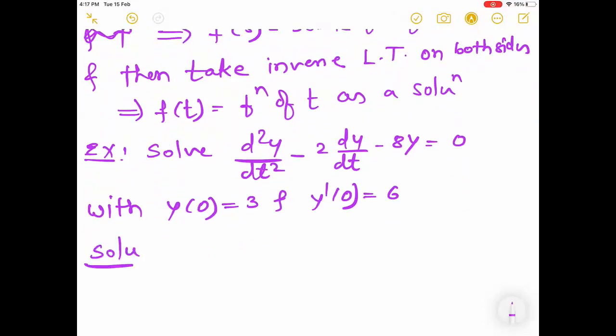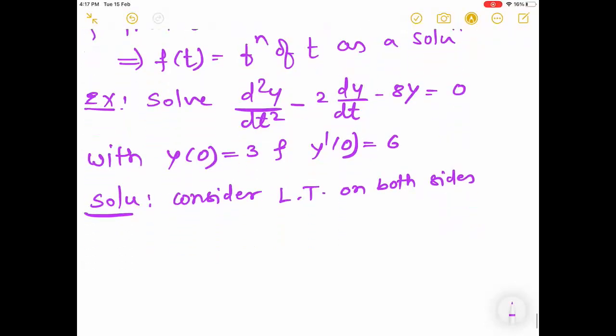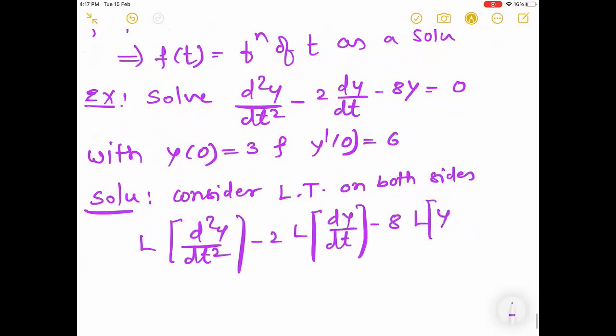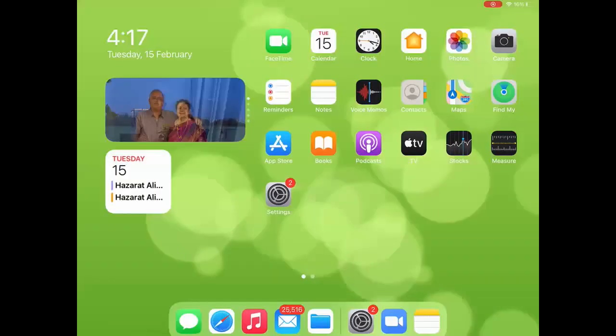Now here the Laplace transform derivative property is first of all to be used in all the differential equations. Okay, so consider Laplace transform of the given equation on both sides of the equation. So we will take Laplace of d square y by dt square minus 2 into Laplace of dy by dt minus 8, I'll take it outside, Laplace of y means y of t. This is understood. Equal to right hand side, anyway now here it is a 0.